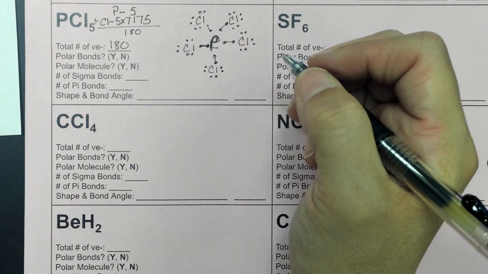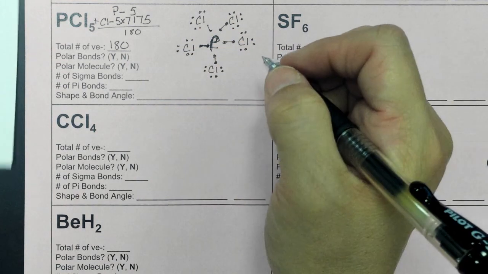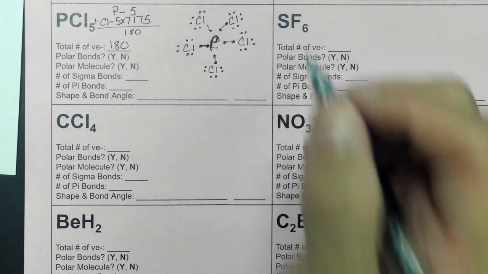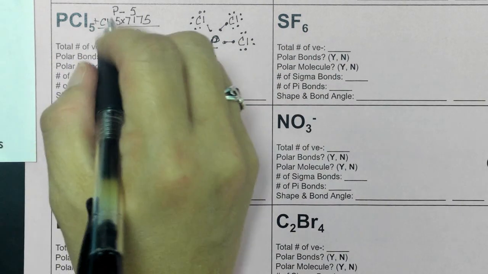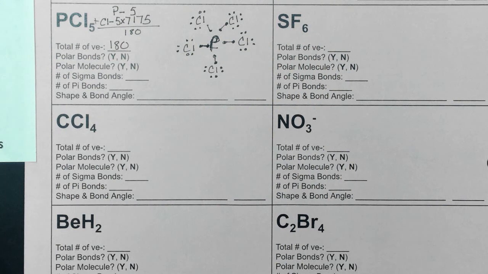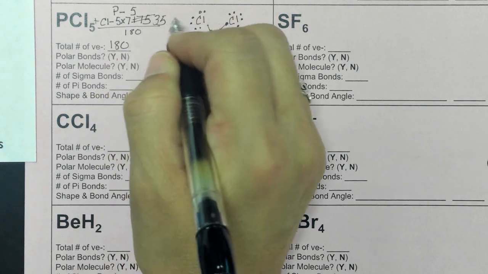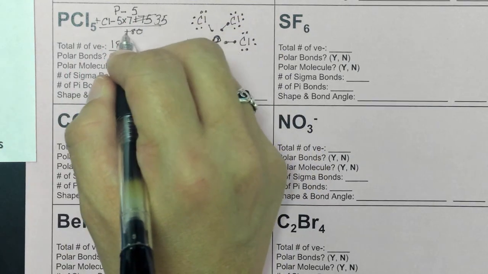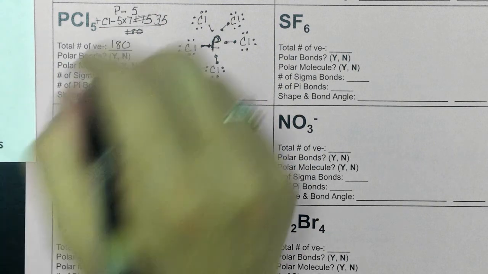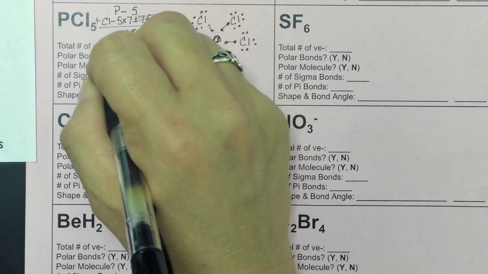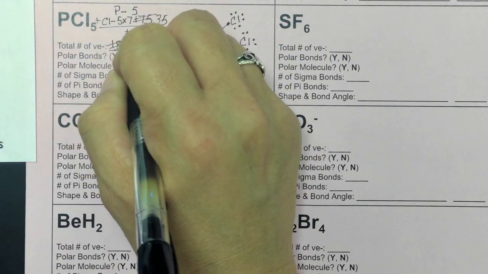That cannot be right. Is it really right? I did it times 5. I knew that wasn't right. Sorry about this, guys. 7 times 5 is 35. I made a huge mistake. 7 times 5 is 35. This number here should be 35. I don't know why I multiplied it again. So 35 plus 5 gives me 40 valence electrons. That is much more reasonable.